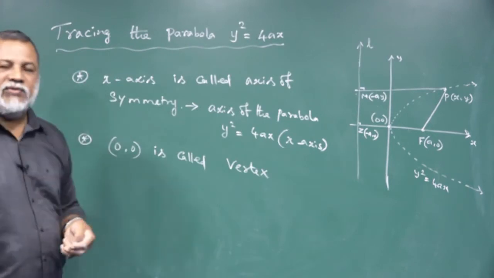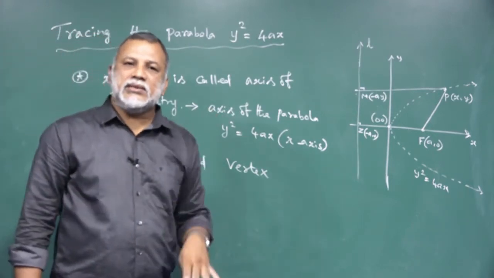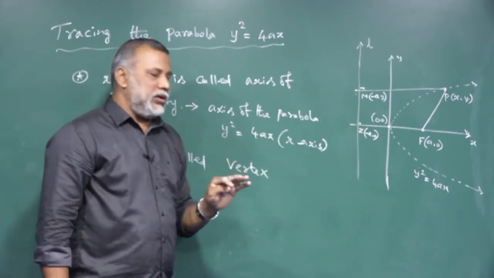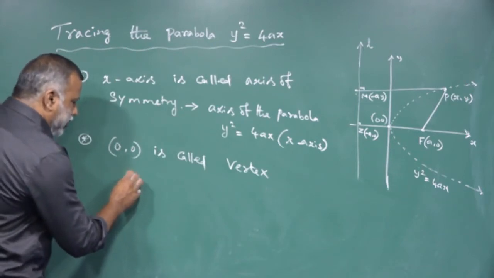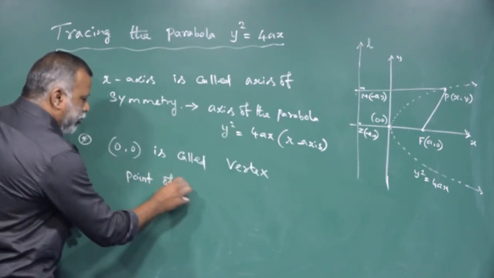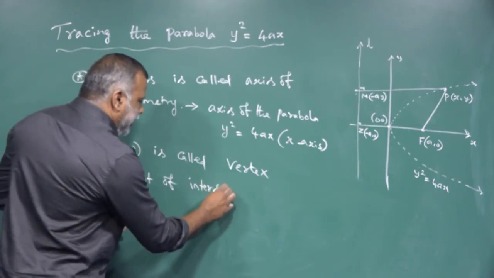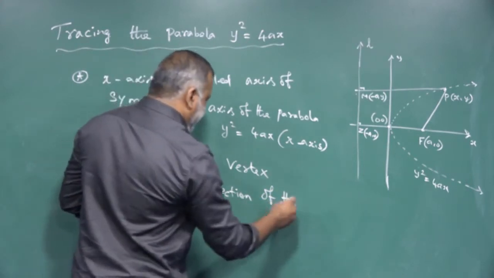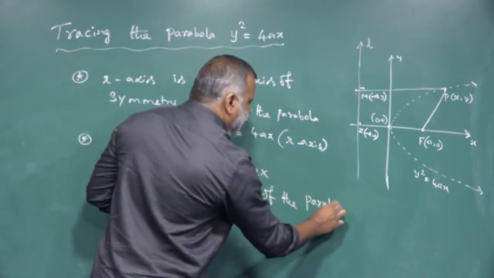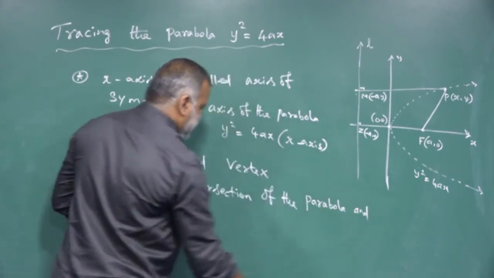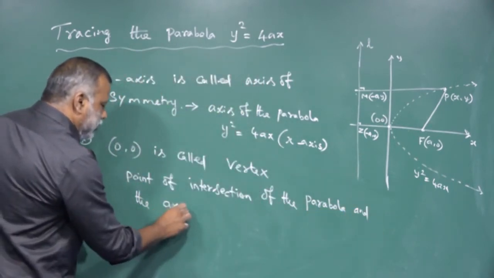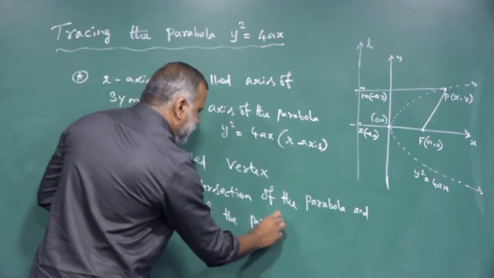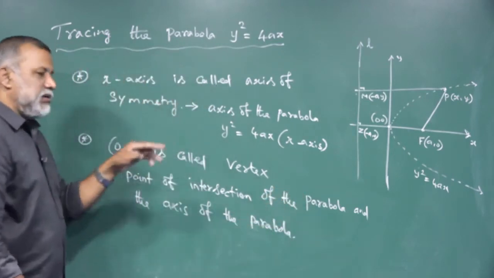0, 0 is called the vertex. Now what is the meaning of vertex? It is the point of intersection of the parabola and the axis of the parabola. So it is called the vertex.